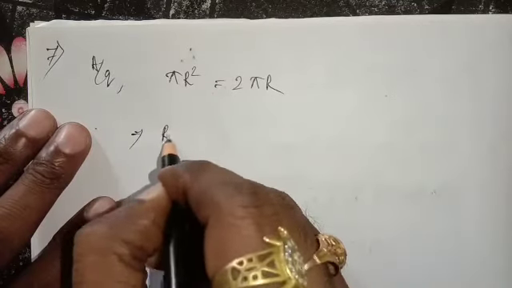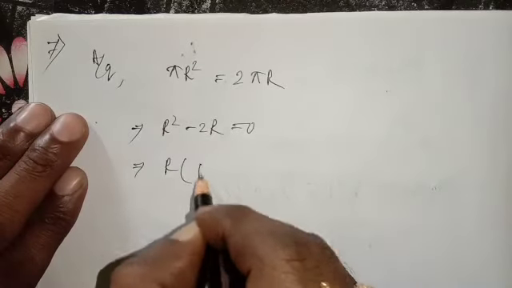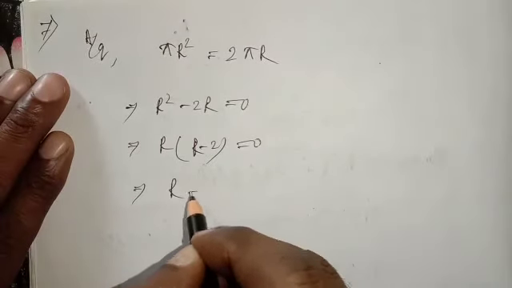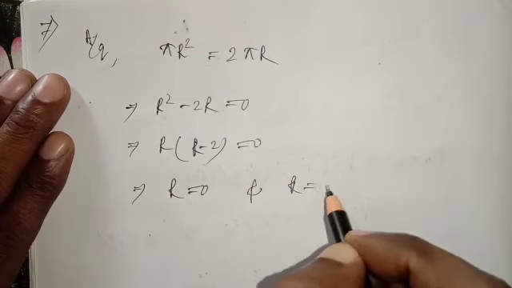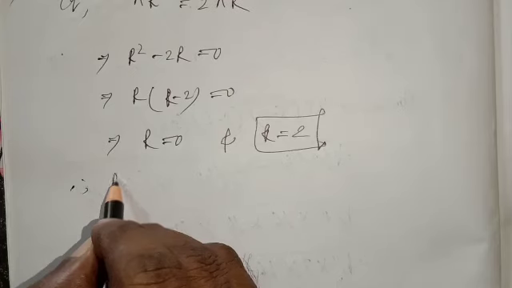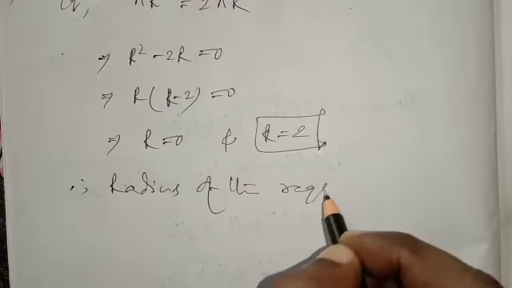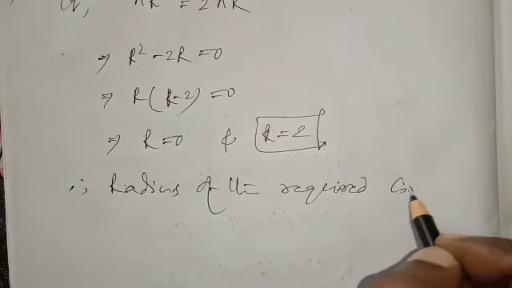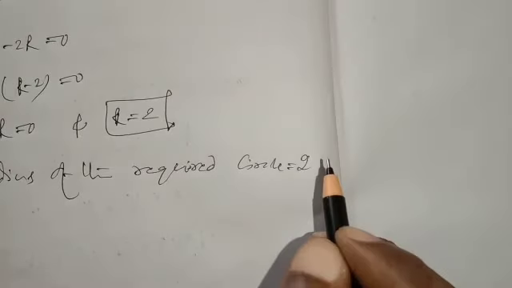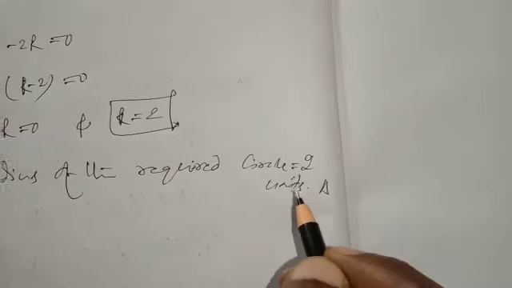Pi cancels, that means r square minus 2r equal to 0. Taking r common, r minus 2 equal to 0. Therefore either r equal to 0 or r is equal to 2. That means the radius of the required circle is 2 centimeters, 2 units. The radius of the required circle is equal to 2 units, 2 meters, whatever. They have not mentioned any unit, therefore 2 units. In this way, question number 7 is also completed.